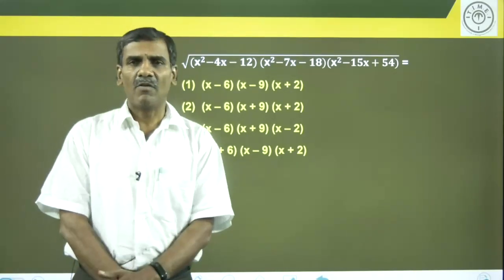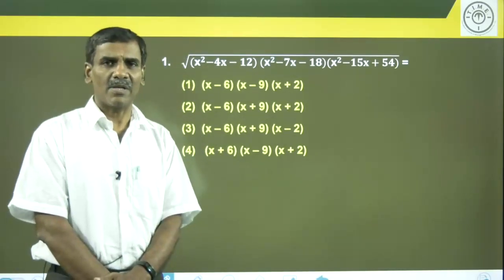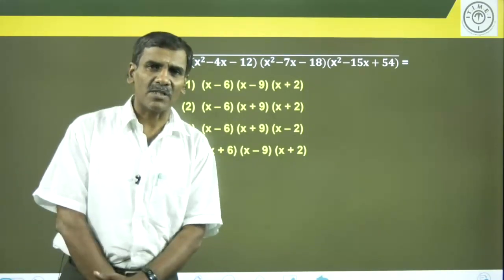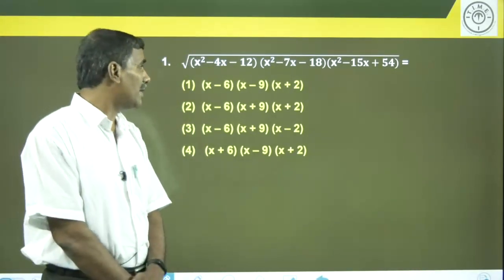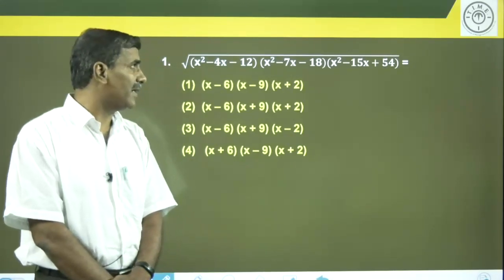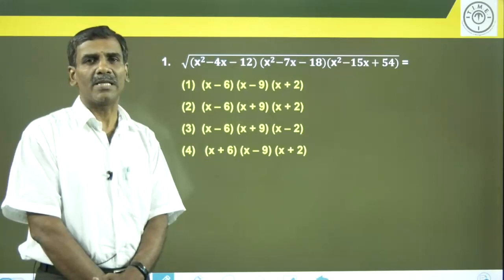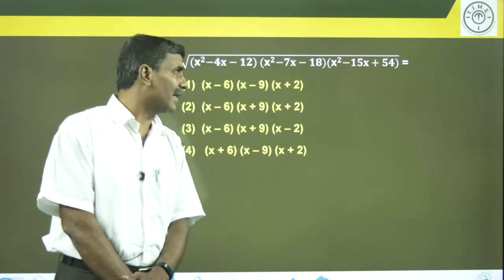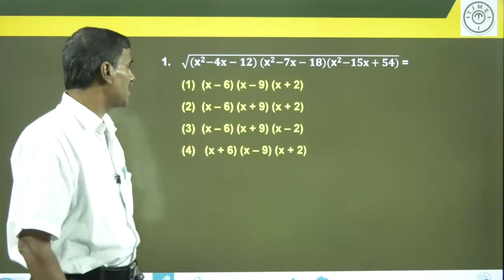So in this session, we'll be focusing on those questions that were given in the ICET examination in the recent past. So if you look at the first one here, x square minus 4x minus 12 into x square minus 7x minus 18 into x square minus 15x plus 54, whole under root is given. So basically we are interested in factorization of these quadratic expressions that we are having there.